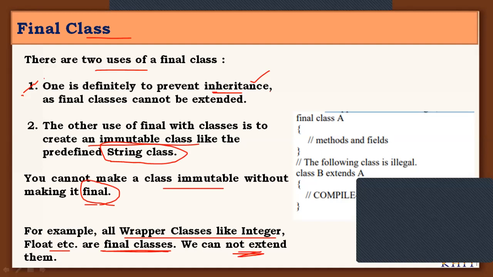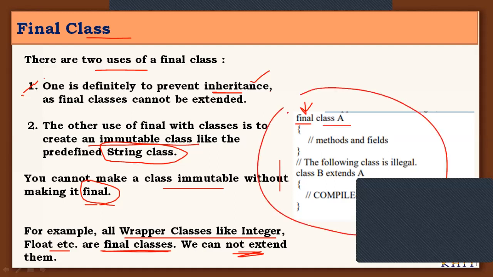And we cannot extend them. Like in this example, final is a keyword. When we use this keyword before any class declaration like this, then this class becomes a final class. Here, when trying to inherit this class A for class B, it gives a compile error. It doesn't extend class A because A is a final class and no class is allowed to inherit that final class.